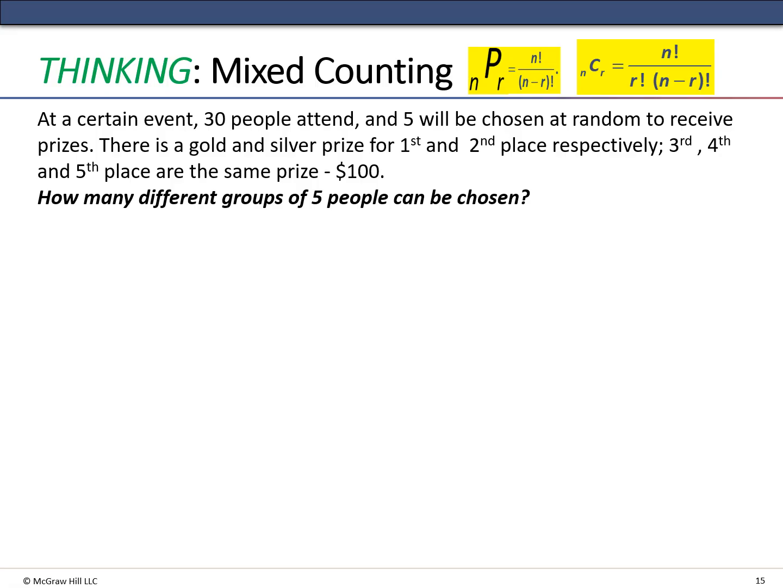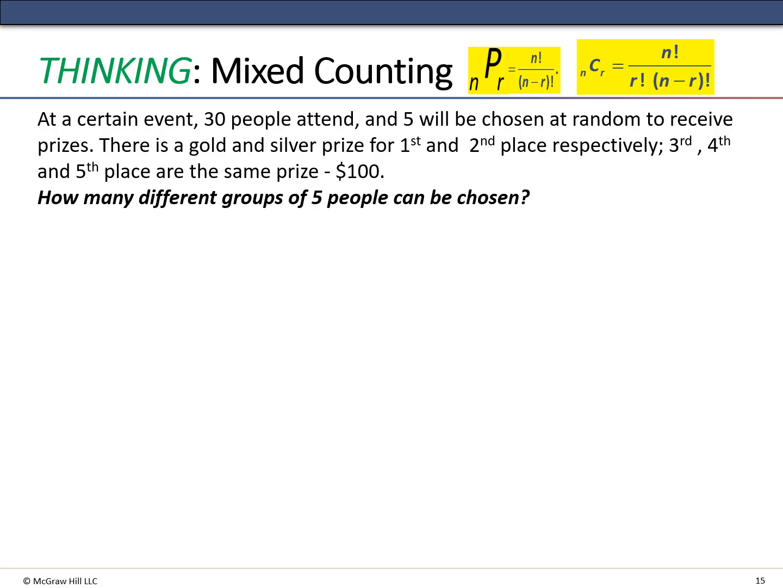Here we have another problem. Again, hit pause and see if you can handle this. This is a little more complicated. Notice the title, Mixed Counting. At a certain event, 30 people attend, and 5 will be chosen at random to receive prizes. There is a gold and silver prize for first and second. Third, fourth, and fifth place are all the same prize at 100. How many different groups of 5 people can be chosen?